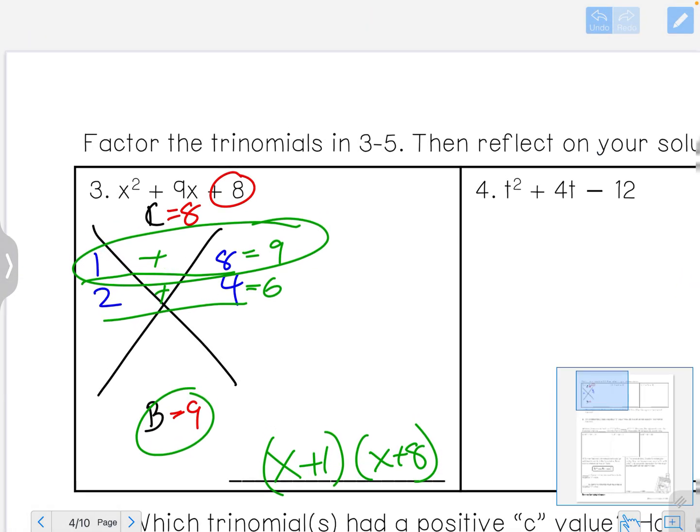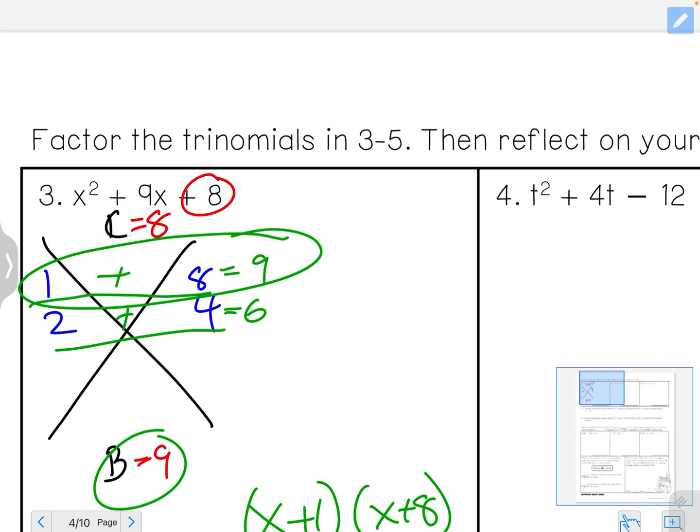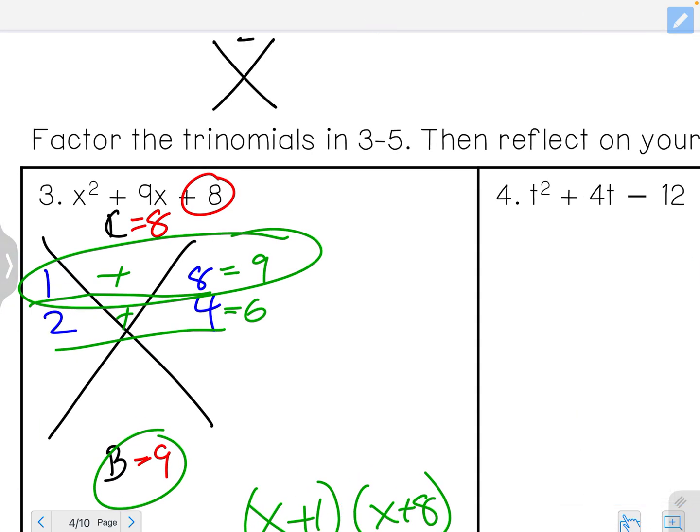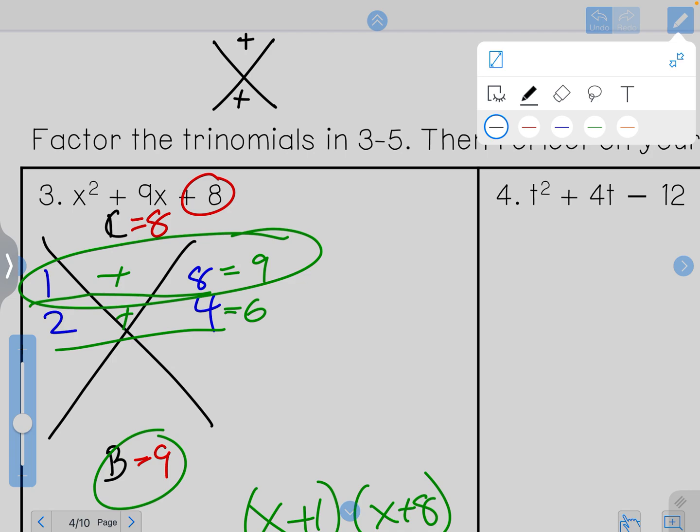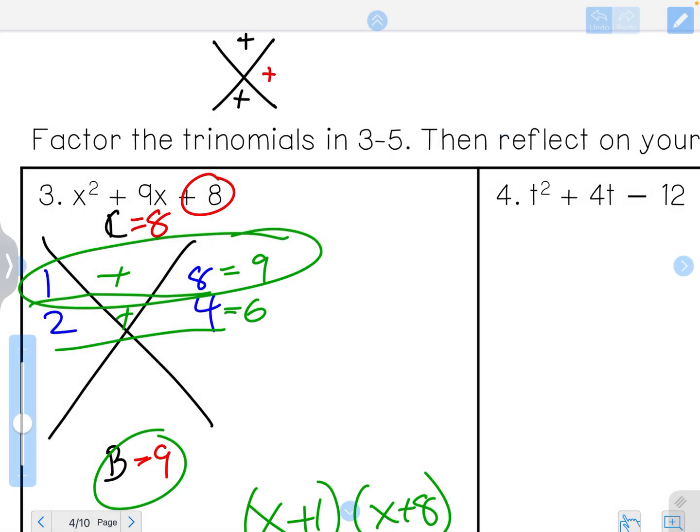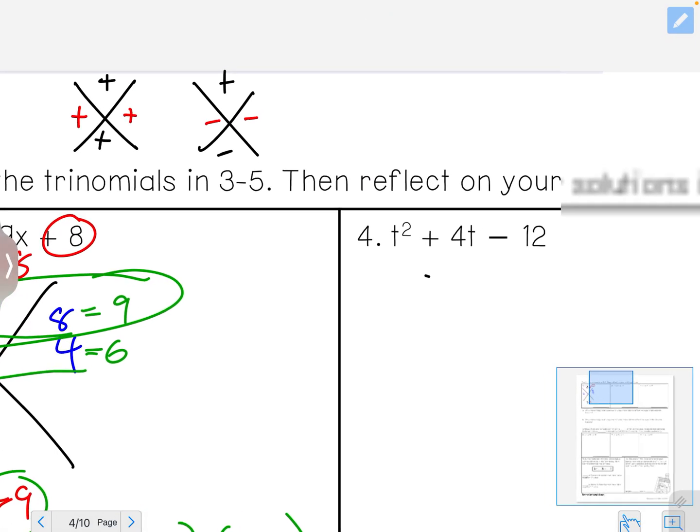And I like this because I can give you a handy-dandy guide real quick for our X method. So if both numbers are positive, both your B and C are positive, then both of my factors are going to be positive. If our C is positive, but our B is negative, that tells me that both of my factors are going to be negative.